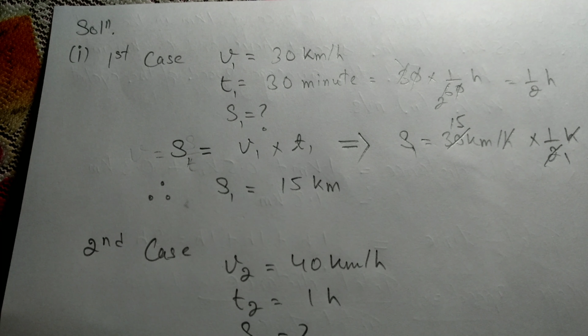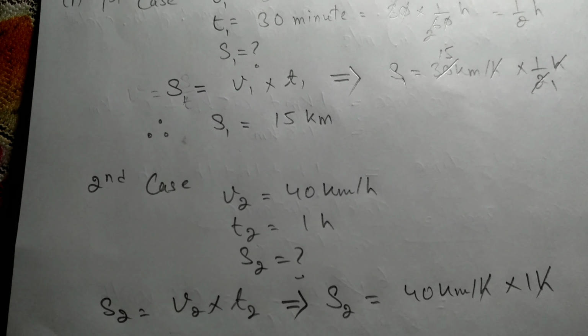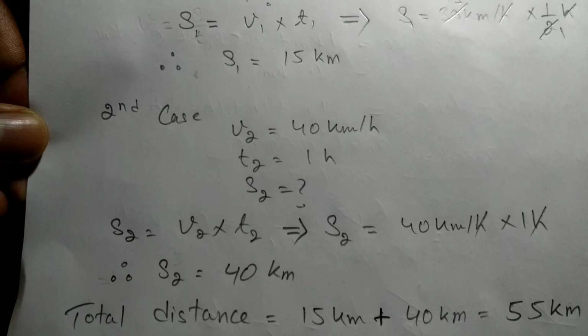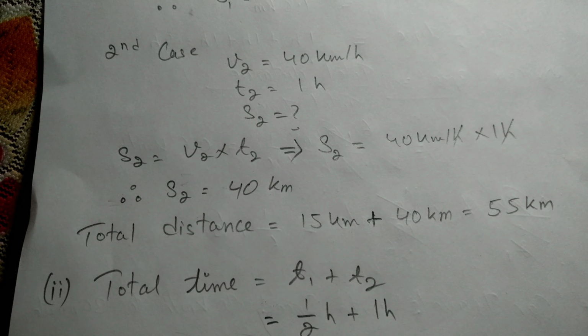Second case, second speed is v2 equals 40 km per hour, t2 equals 1 hour, and s2 is question mark, which I am supposed to find. Like in the first case, s2's formula will be v2 into t2, and s2 equals 40 km per hour into 1 hour, hence my answer comes up to 40 km. So the question number 1's answer will be 40 plus 15, which is 55 km, which is the total distance.